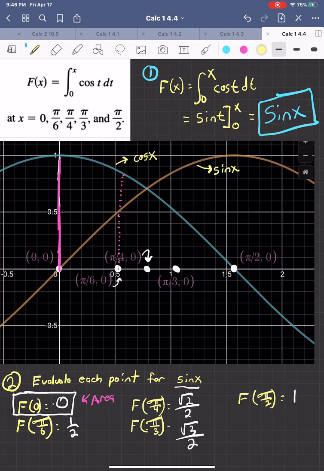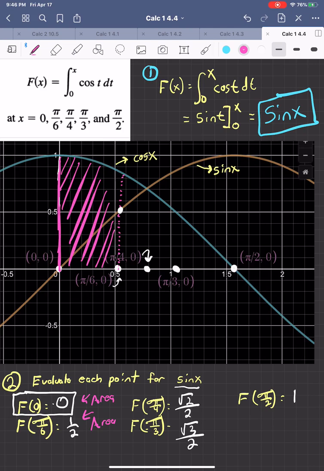All right, ready? Of course, if you plug in pi over 6 into sine, that's the orange curve, here's what you get. You get a half. But you can also think of the area under the cosine curve from 0 to pi over 6 is equal to a half. Stop, listen to me. The area under the cosine curve is equal to the value of sine of x. That is extremely interesting in and of itself. So hold on. What about if we go all the way out to pi over 4?